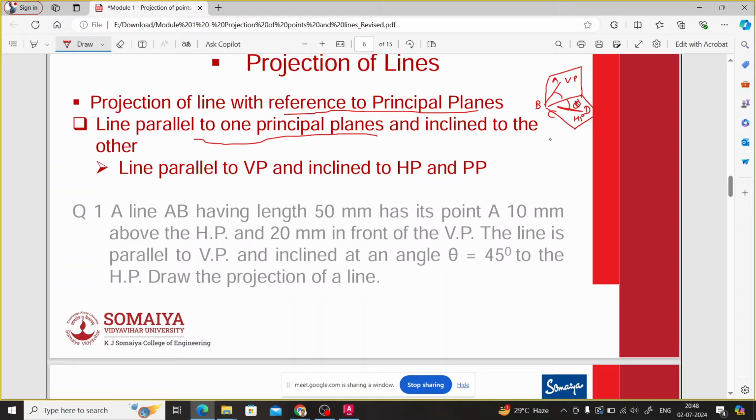So this angle, let us call it phi, and this angle, let us say, theta. The angle made by a line which is parallel to the vertical plane and inclined to the horizontal plane is theta. The angle made by a line which is parallel to the horizontal plane and inclined to the vertical plane is phi.